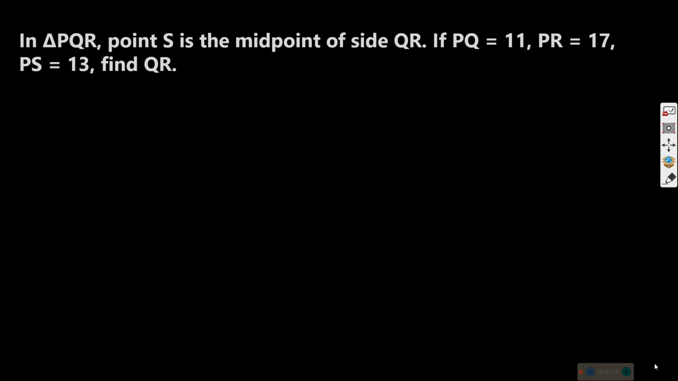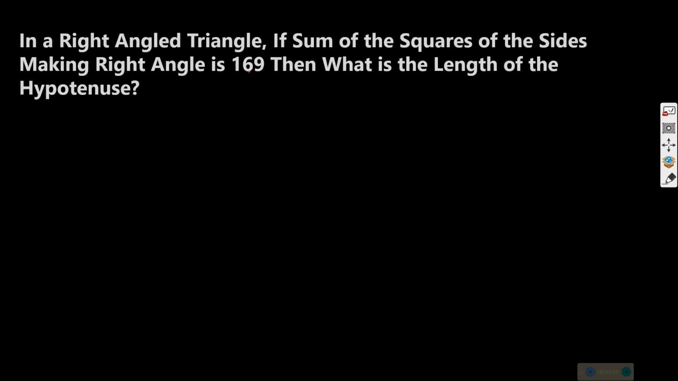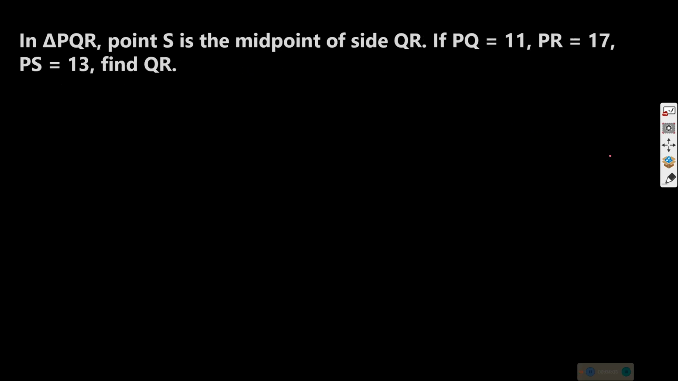In triangle PQR, point S is the midpoint of side QR. If PQ is equal to 11, PR is equal to 17, PS is equal to 13, find QR. Midpoint of one of the sides is given, right? You know when the midpoint of one of the sides is given, something comes to our mind, and some sides are also given, sorry. Midpoint is given and sides are given, so we need to think in triangle.